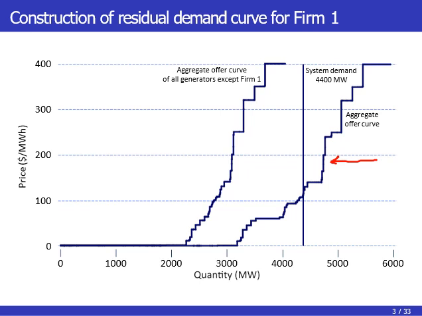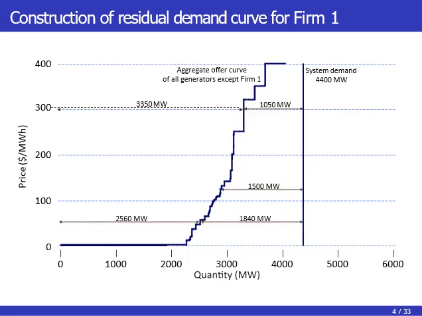The aggregate offer curve for all generators except firm 1 is going to be this line over here, to the left. And the difference between these two is going to be the offer curve for firm 1. So we're taking the aggregate offer curve, subtracting off the offers for firm 1, and that gives us the aggregate offer curve for all generators except firm 1. Now let's look at the aggregate offer curve of all generators except firm 1, this line here, relative to the system demand, this line here.